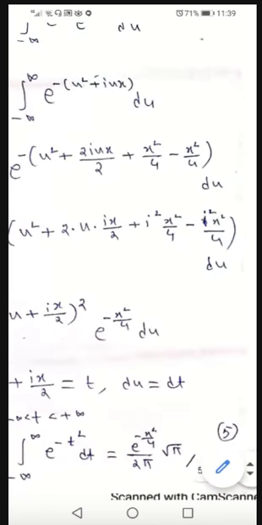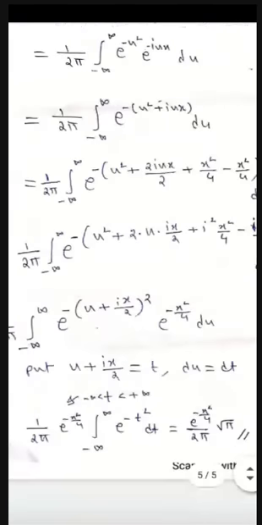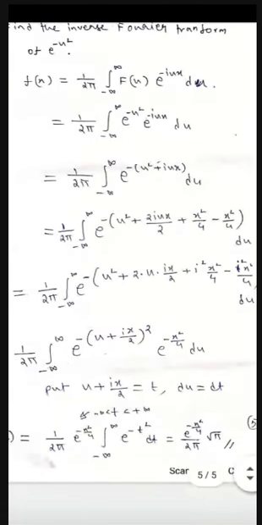So I can write e power plus i square x square by 4. I square is minus 1. That's e power minus x square by 4. Now I can take u plus ix divided by 2 as t, some variable.